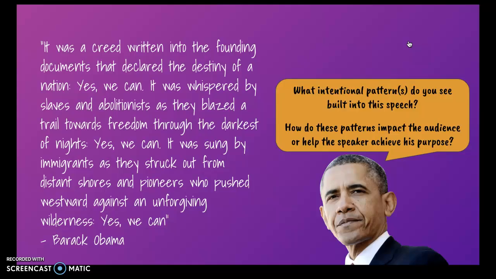Now, as you take a look at this particular excerpt, I want you to ask yourself, what intentional pattern or patterns do you see built into this speech? And then secondly, how do these patterns impact the audience or help the speaker achieve his purpose? Give yourself a second to pause and think on that. And then we're going to circle back around to this excerpt at the end of our lesson.